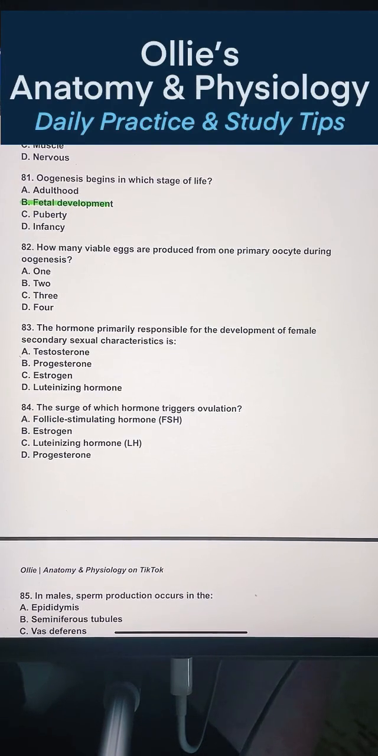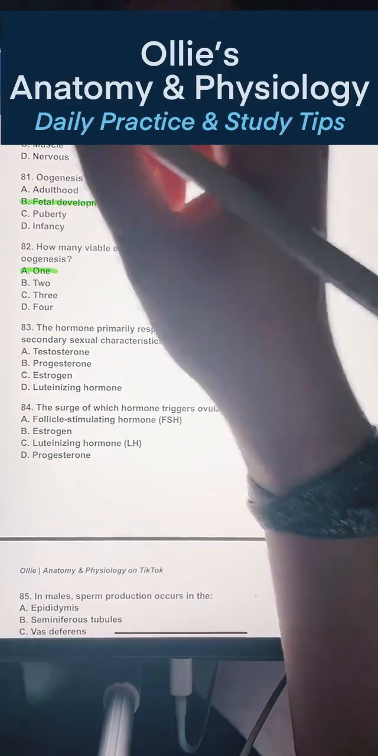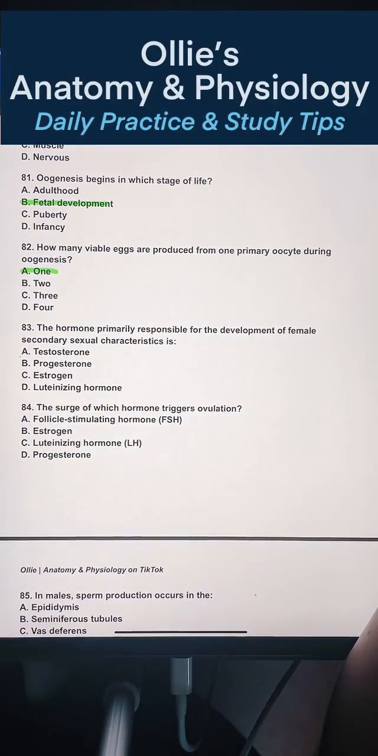Number 82. What do you guys think? A, B, C, or D? 82 is A. It is just one. Oogenesis yields one egg, with polar bodies to discard the extra chromosomes. Only one ovum matures. The others are essentially polar bodies.